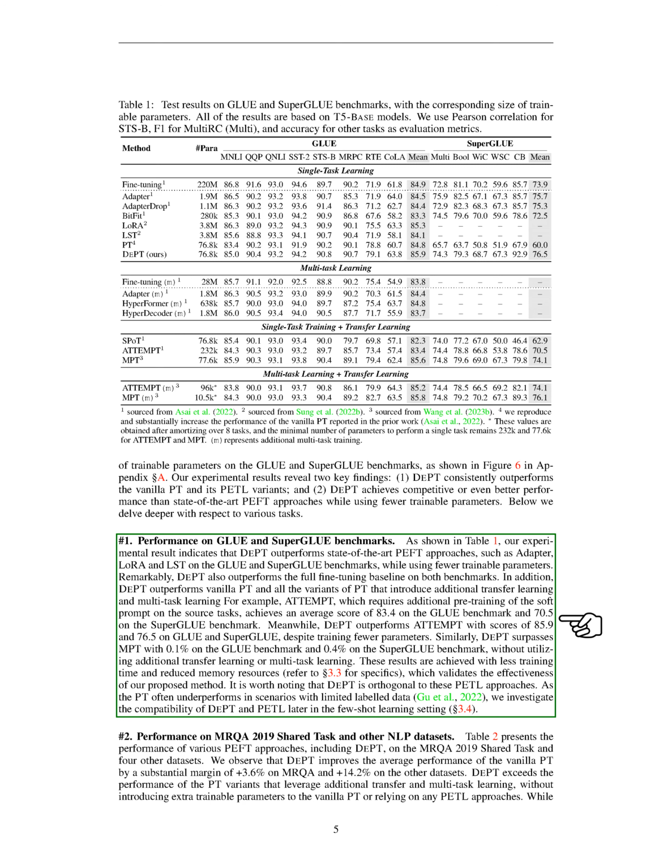Furthermore, DePT performs better than standard PT and all its variants that incorporate additional transfer learning and multitask learning. For instance, ATTEMPT, which requires additional pre-training of the soft prompt on the source tasks, achieves an average score of 83.4 on the GLUE benchmark and 70.5 on the SuperGLUE benchmark. In contrast, DePT surpasses ATTEMPT with scores of 85.9 and 76.5 on GLUE and SuperGLUE, respectively, despite training fewer parameters.